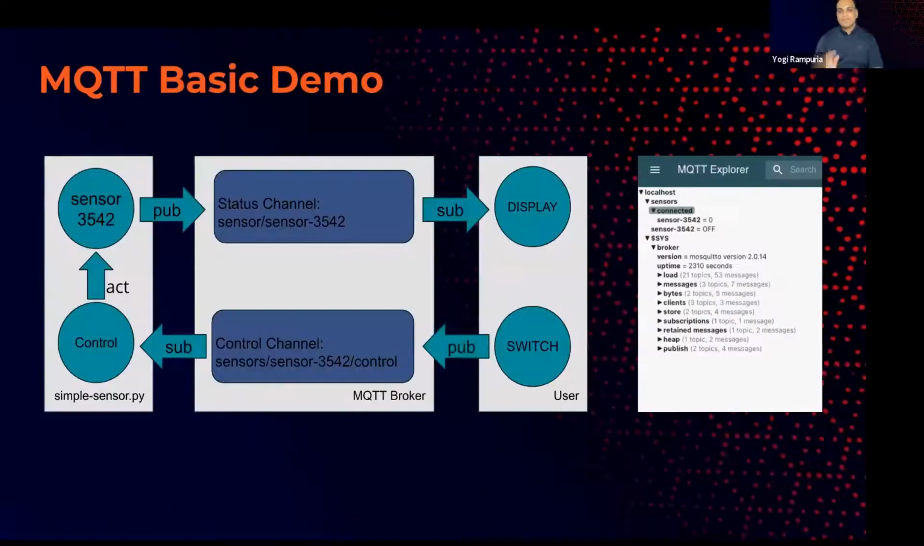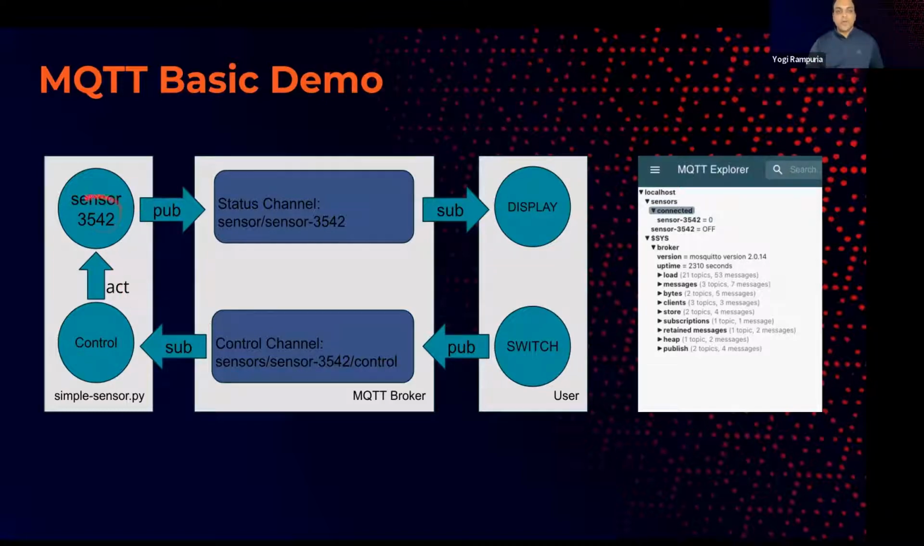So let's look at a very basic demo of how MQTT works. For the demo, I'm going to have a virtual device. Really, it's a Python script. It publishes its sensor state. We call it sensor 3542, just a random name, really. It publishes its state, whether it's on or off, to a status channel. And from the status channel, it is subscribed by a display module, which just shows whether the sensor that we are interested in is on or off.